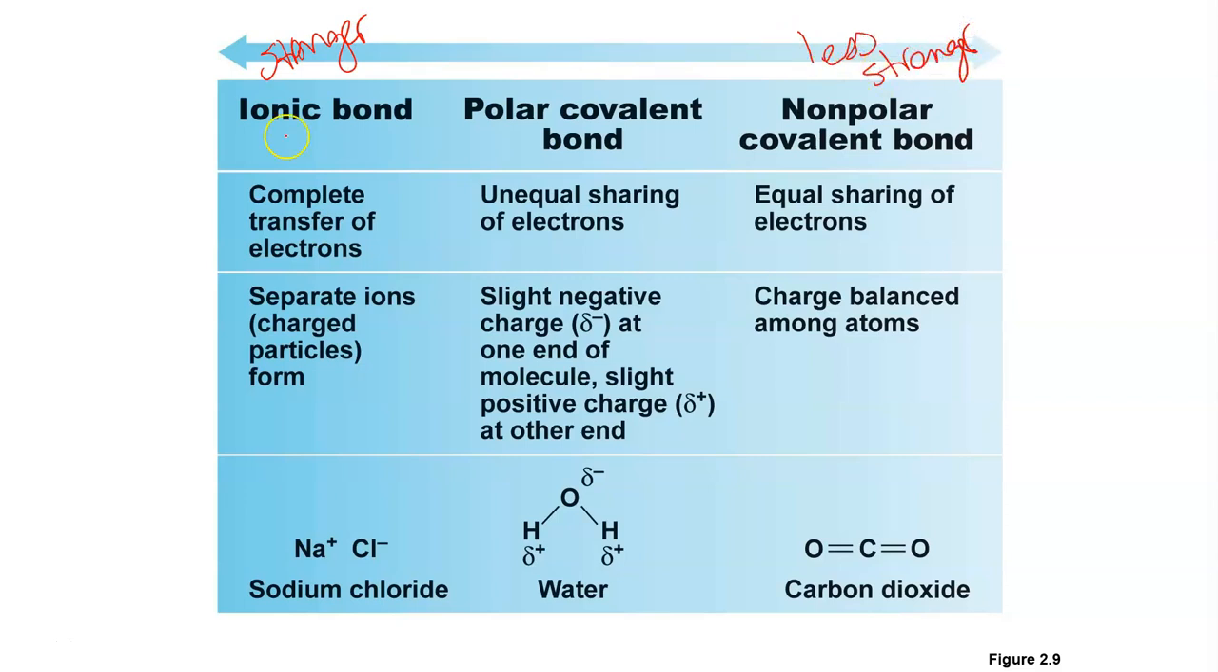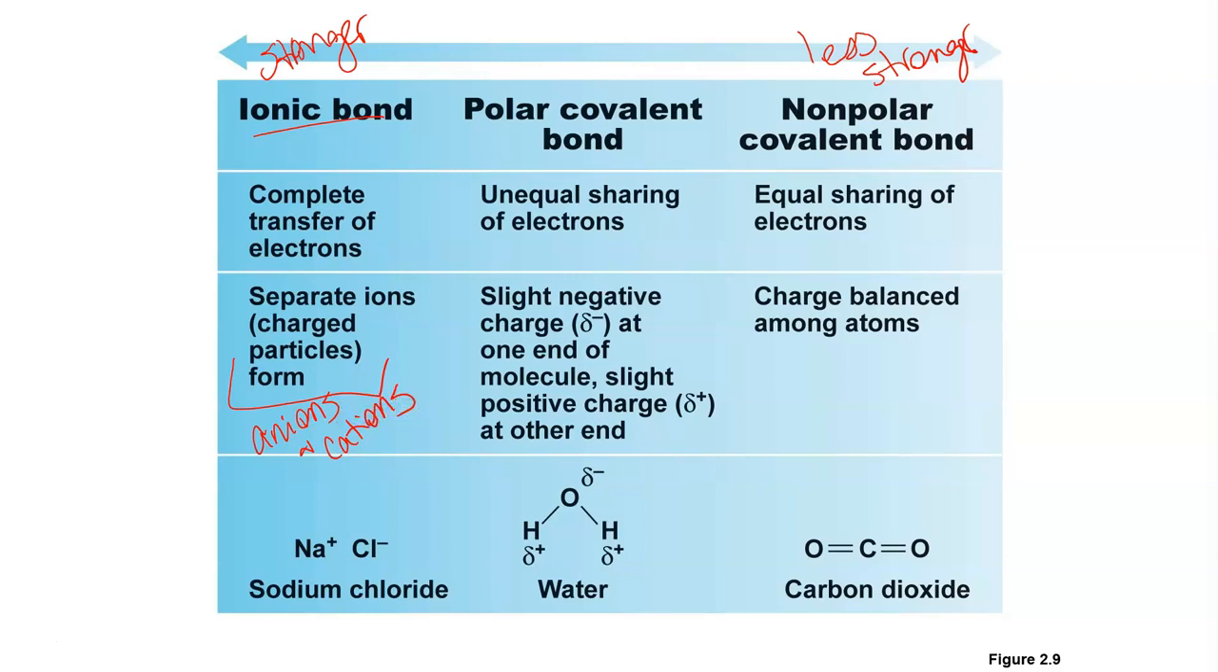Okay, and vice versa. So the ionic bonds have a complete transfer of electrons. They are giving over or completely taking in an electron. They create separate ions that are charged particles. So we have anions and cations. Sodium chloride is our example.